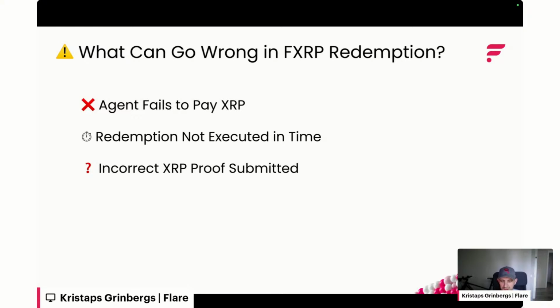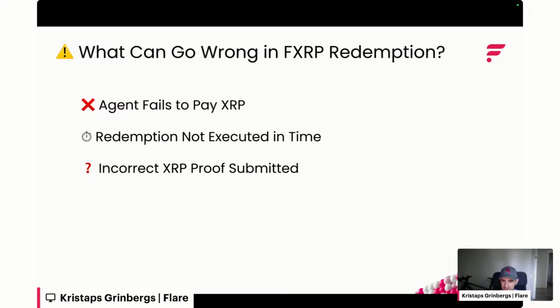But some things also can go wrong in the redemption process. So three of them, like main things, are that the agent fails to pay XRP on the XRP ledger. So basically, the agent doesn't send XRP because it has been selected by the FAssets system, and they don't pay in the required time. Then the redemption payment default event is fired, and the agent's collateral is slashed. So basically, the agent is using collateral, but the user is not losing anything because they are paid using the agent's collateral. This system is over collateralized, so that means that the user is safe in any case.